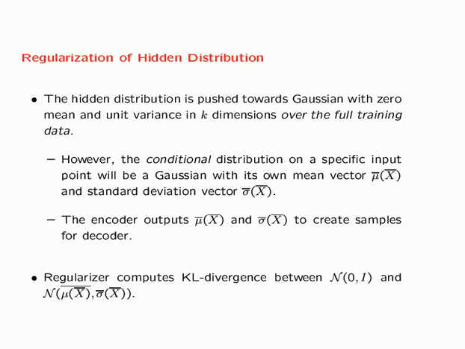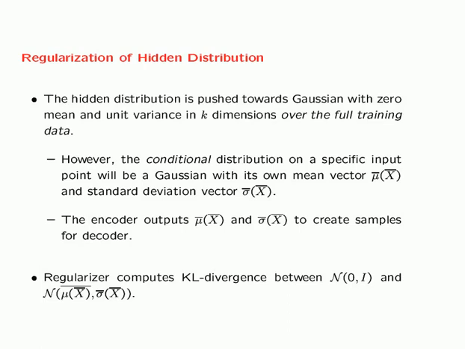So essentially, the hidden distribution is pushed towards the Gaussian with zero mean and unit variance over the full training data set. However, if you look at a specific input x bar, where x bar is a vector, the conditional distribution on a specific input point x will be a Gaussian with its own mean vector mu x and its own standard deviation sigma x. Okay, so the encoder will output this mu x and sigma x, and then it will take a sample from a Gaussian with mean mu x and standard deviation sigma x to create samples for the decoder.